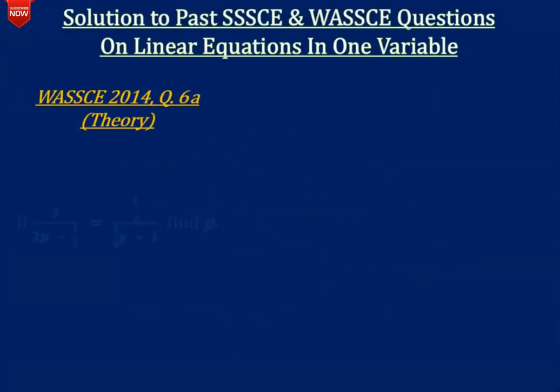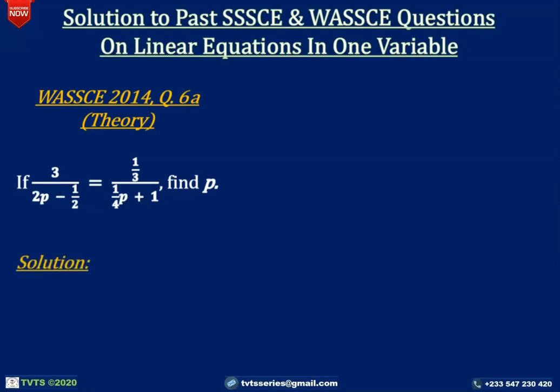Theory question 6a of WASSCE 2014. If 3 over 2p minus 1/2 is equal to 1/3 over 1/4 of p plus 1, find p. Solution. We have the equation 3 over 2p minus 1/2 is equal to 1/3 over 1/4 of p plus 1.